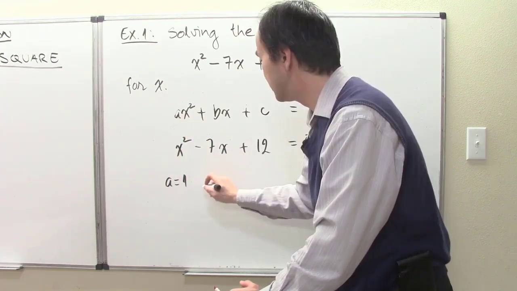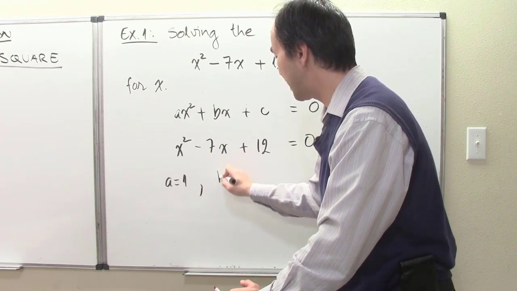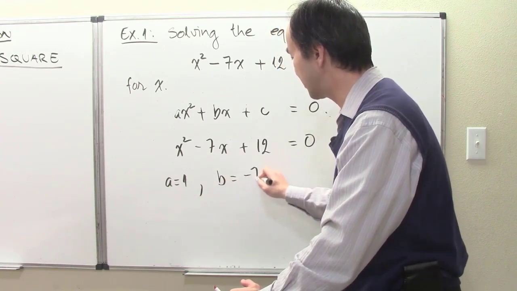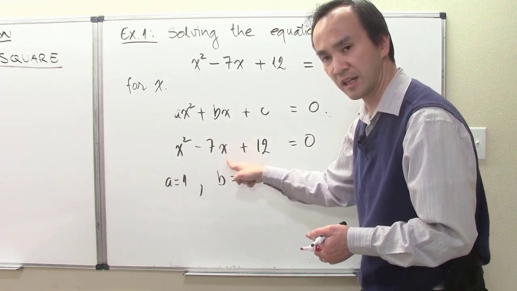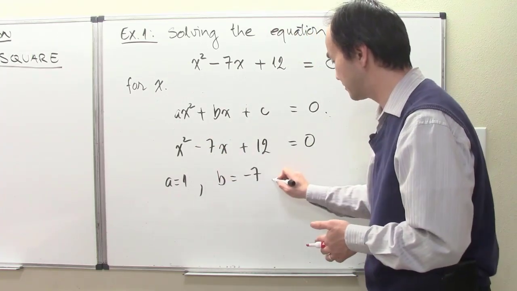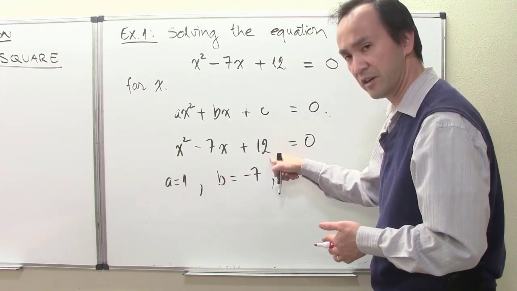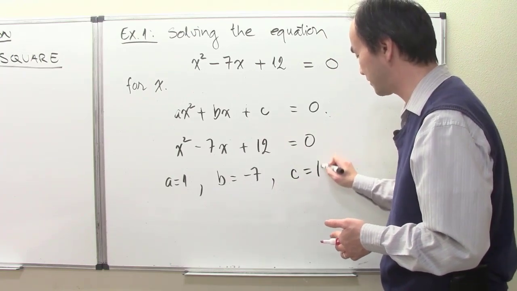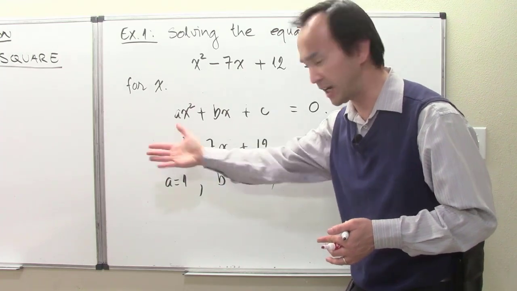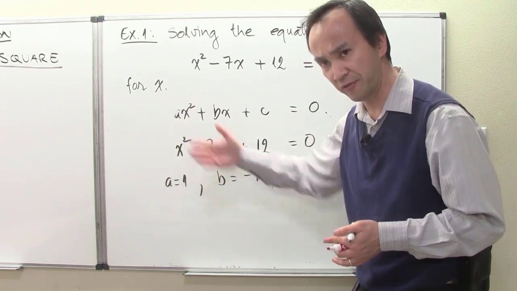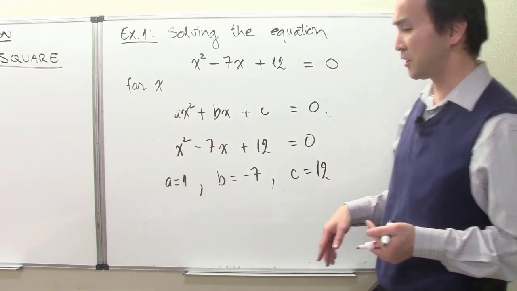The b for our equation here is minus 7, because minus 7 is the coefficient that comes with the x term. And c in our current equation is 12. Okay, and so I just want to make clear how we can recognize our equation is already in standard form.